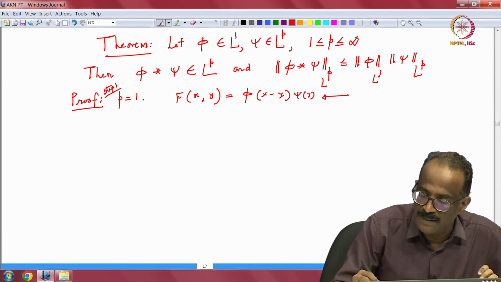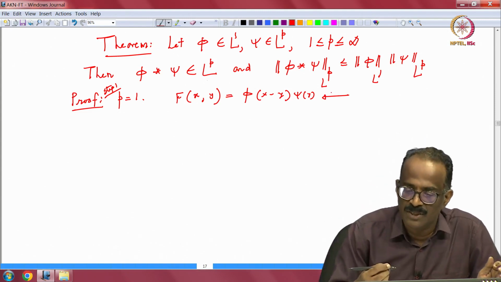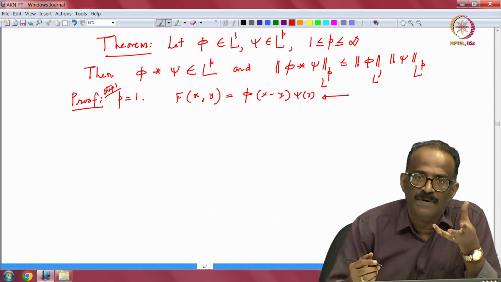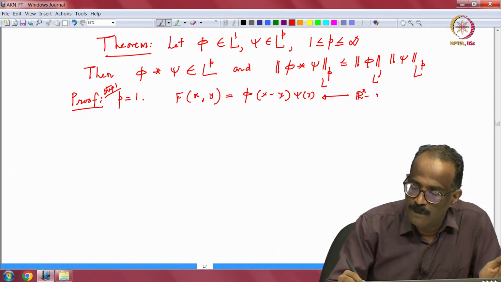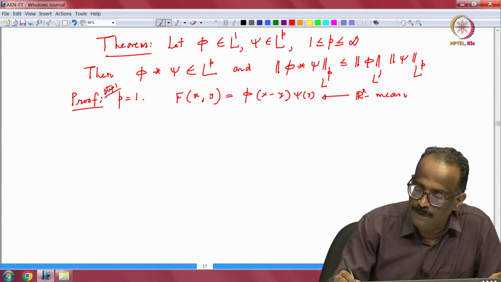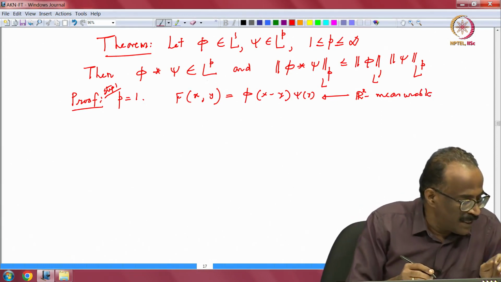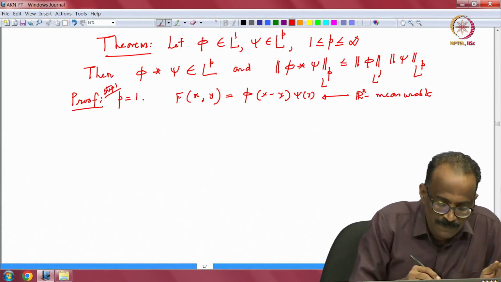This is measurable. You already learned this in measure theory: if phi and psi are one variable measurable functions, this is R2 Lebesgue measurable. You should know the measurability. Okay. So, what I am going to do is compute this.